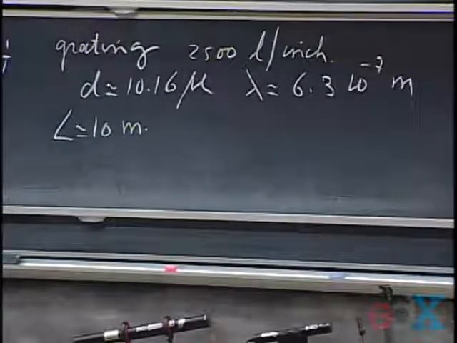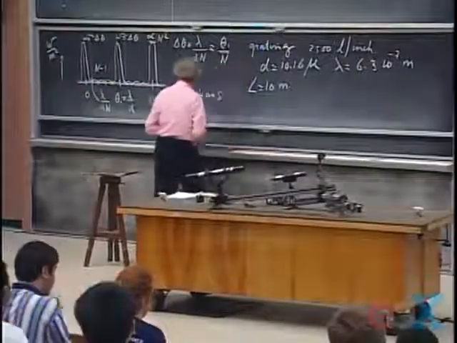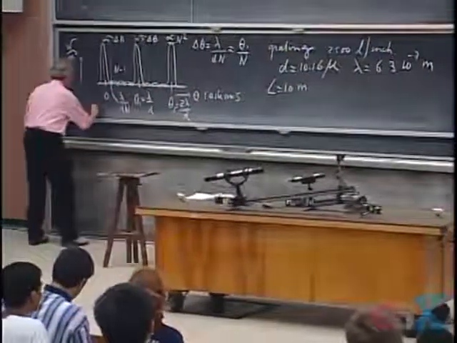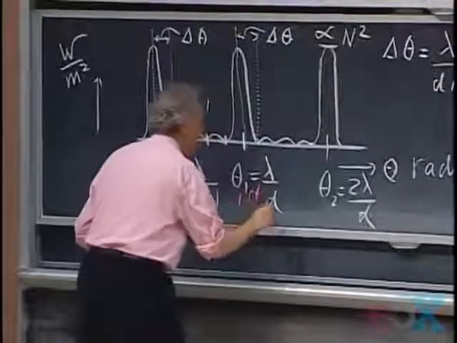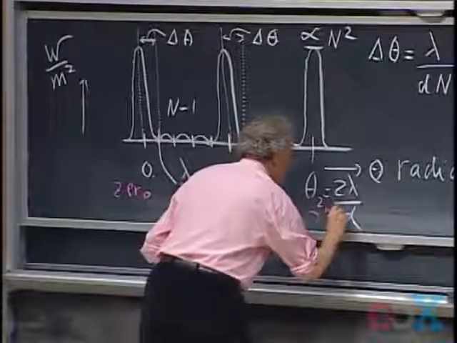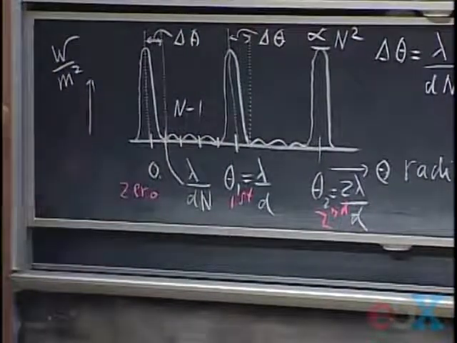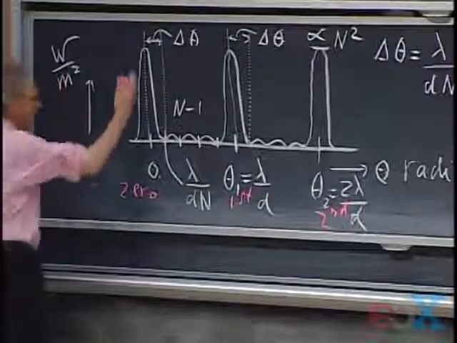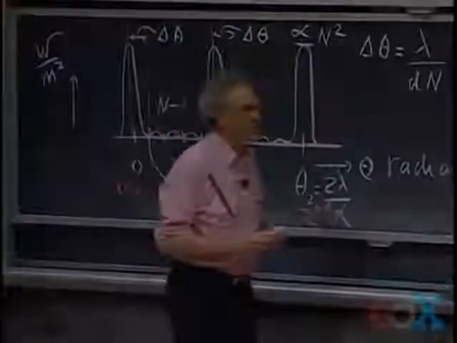When n is 0, we call that zero order. So this is zero order. When n is 1, we call that first order, and when n is 2, we call that second order. And you have, of course, the first order also on this side, and the second order also on this side. Everything that you have here, you have to also think of it as being on the other side.